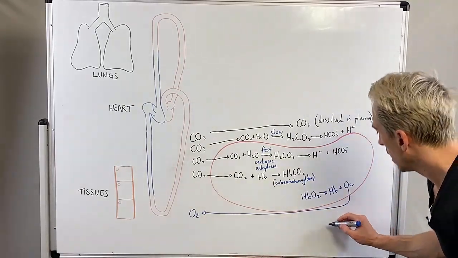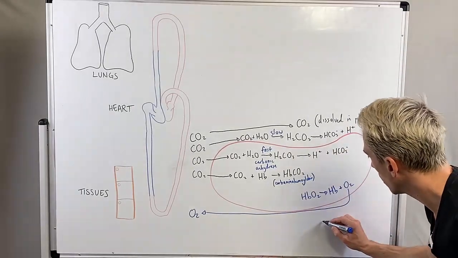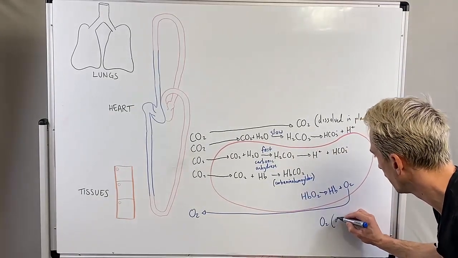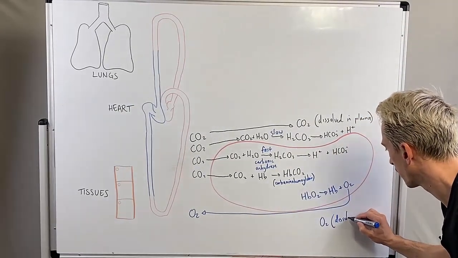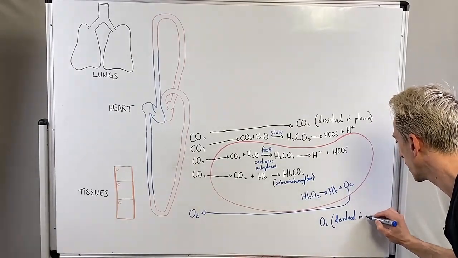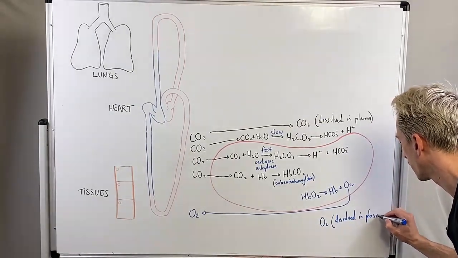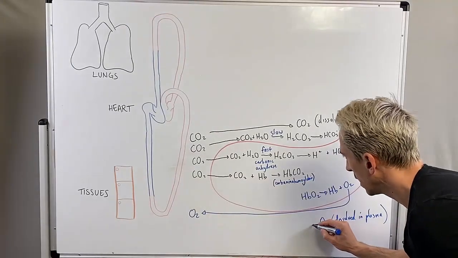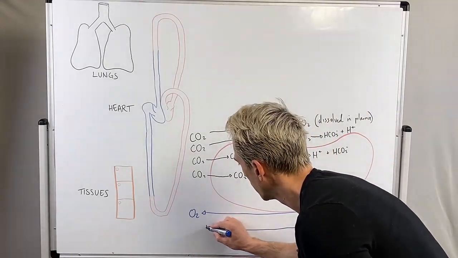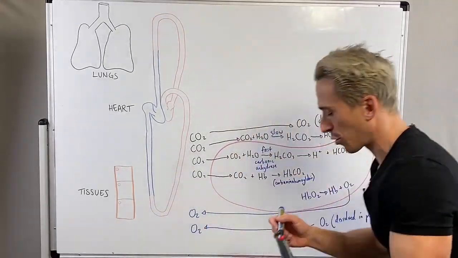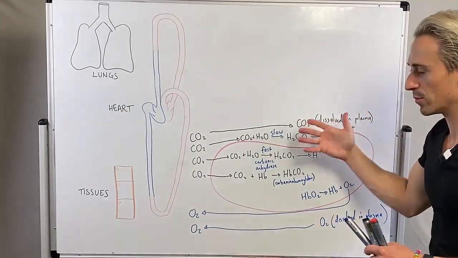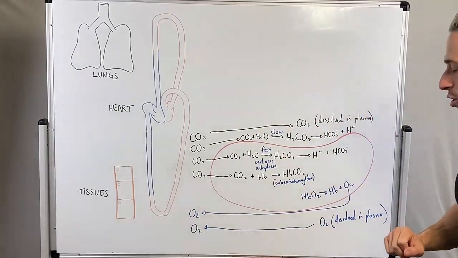The other way is that oxygen can simply, like carbon dioxide, be dissolved in the plasma, and it just diffuses out. So there's only two ways. There are three ways for carbon dioxide to be transported, only two ways for oxygen to be transported.